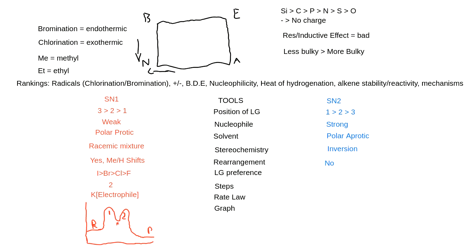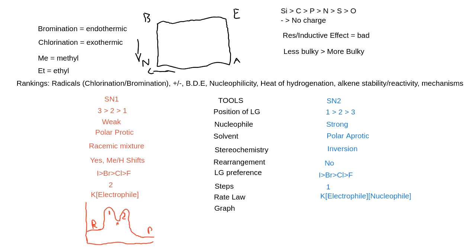Leaving group preference is going to be iodine, bromine, the exact same as SN1. Steps: it's going to happen in one step, and the rate law is going to be k again, electrophile and nucleophile.